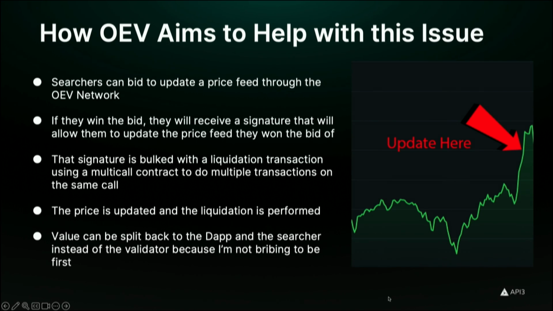So how we help with this issue is that searchers can bid to update the price feed through the OEV network. We wanted to have that price update for that example at 2012, but we know it wasn't going to update to 2020. So we bid: we would like to update this price feed at 2012. If we win the bid, we get a signature that allows us to update the price feed, and then we can use that signature and bundle it in a liquidation transaction using something we call a multi-call, to let us update the price feed and then run the liquidation in the same call. So now the value is split back between the dApp and the searcher instead of the validator. Instead of just waiting for it, we can now force that update at 2012.